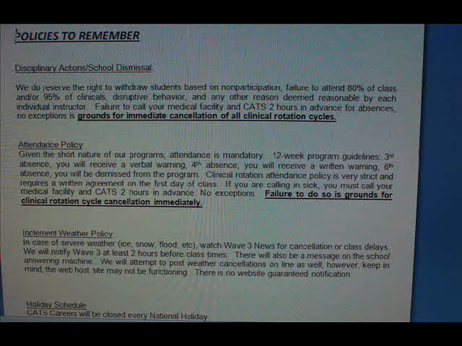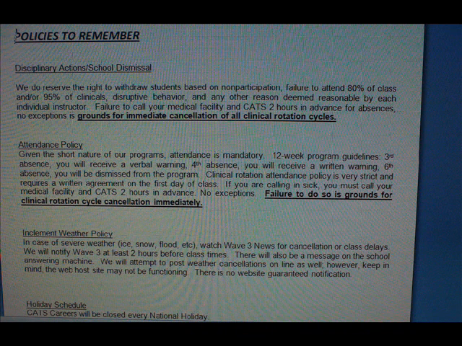Inclement weather. For those of you who have to drive in to our local office, just make sure you watch Wave 3. We do list our closings and our class times if we have to be delayed on Wave 3. If it's snowing, we are closed. Because we have people that are traveling from such a far distance to attend our classes, we don't want anyone on the road and have a risk of having an injury. So we do close. We will also close for schools. If the schools are closed, we're closed. Holiday schedule. We observe all the national holidays.